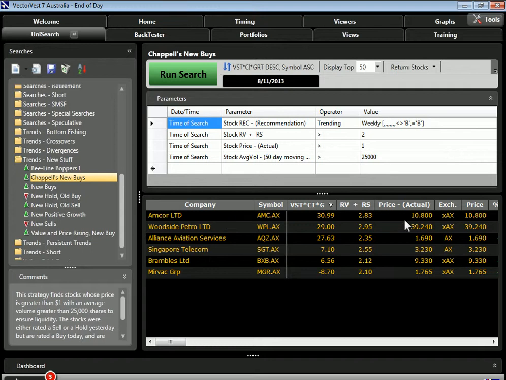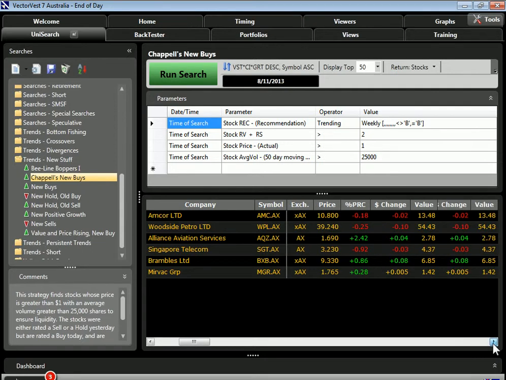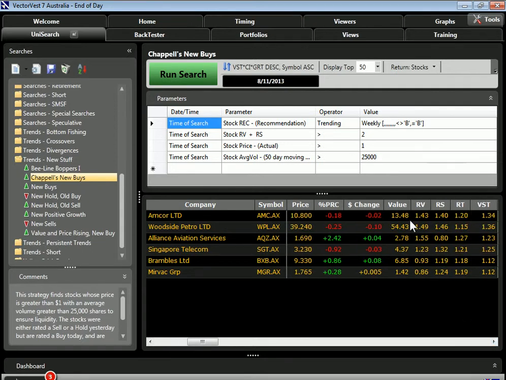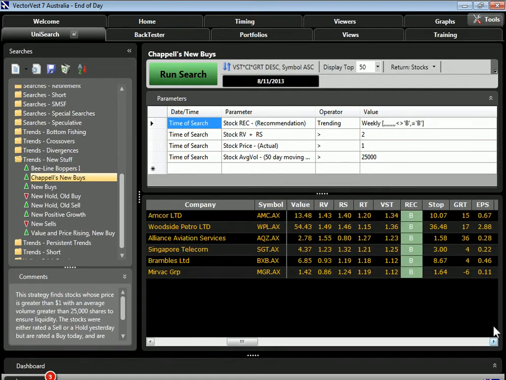We have a price of $10.80. If we look at that in relation to its value, it's an undervalued stock. That's a very positive sign. Now, the criteria said RV plus RS has to be greater than 2, and in this case, it's far greater than 2. Certainly, it has at least that dollar price point. As we scroll across to the right, we'll see that it has a strong earnings growth rate.